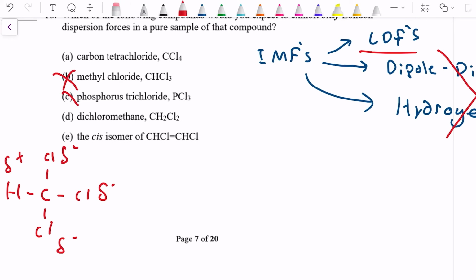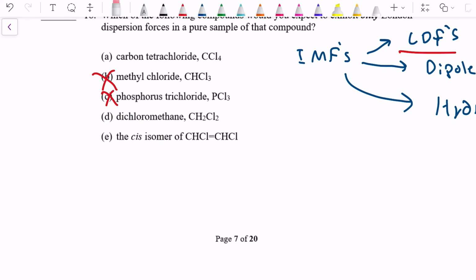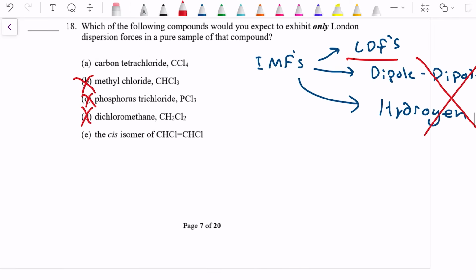Same deal. Dichloromethane is very similar to B. I'll write it out just because, but pretty much the exact same reasoning for this molecule, why this one would be polar. So it's not D. E, the cis isomer of, let's see, what is this? This molecule. In case you don't know what cis is, I just drew the cis conformation of this.